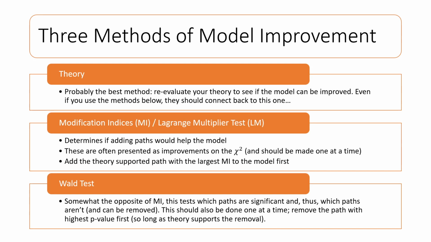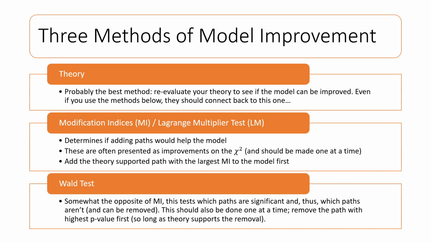But the modification indices and the Wald test are kind of statistical suggestions. They're a list of things that the program gives you. It's like an assistant saying, hey, what do you want to do? And you have to look through them and say, yes, this one makes sense to do, or no, this one doesn't make sense to do. And based on that, you can edit your model and hopefully improve it. That's the goal anyway.